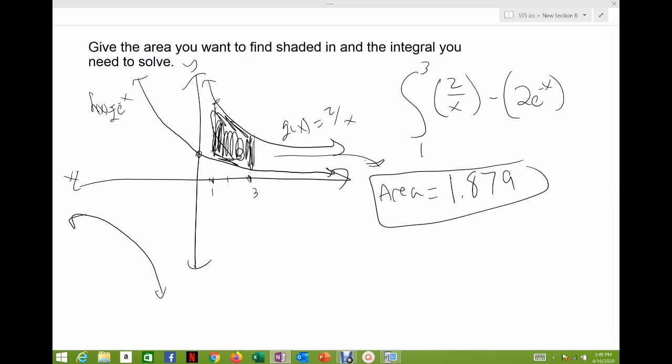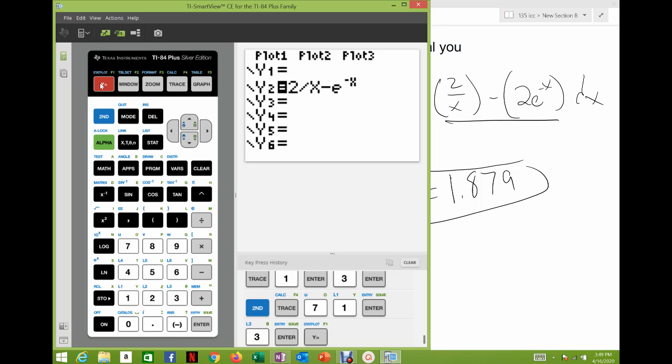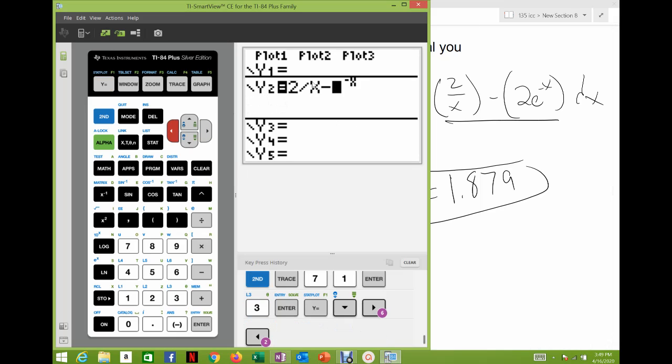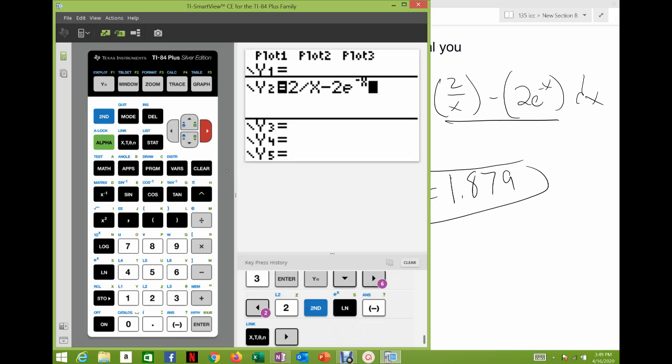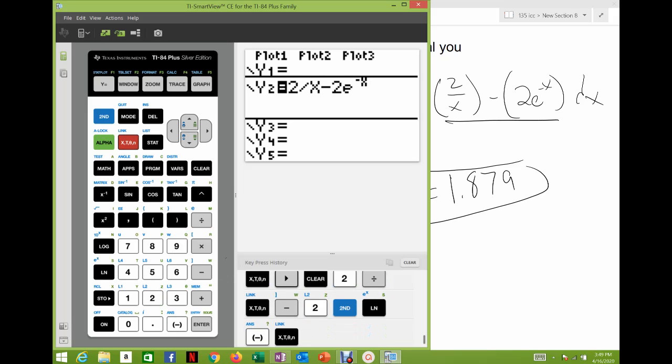Here we only have to do one integration. This is the function I have to type into my calculator and integrate. Oh, I forgot my 2. My number didn't seem to come out right. I forgot my 2, so I'm just going to change it here. 2e to the negative x. And I've got to delete that x. So 2 divided by x minus 2e to the negative x. Graph.